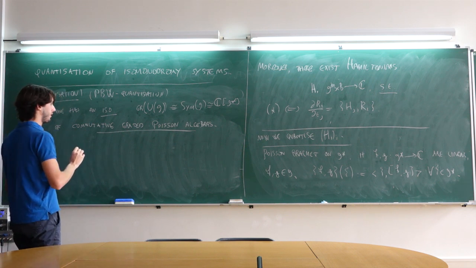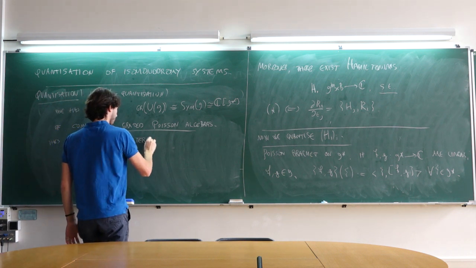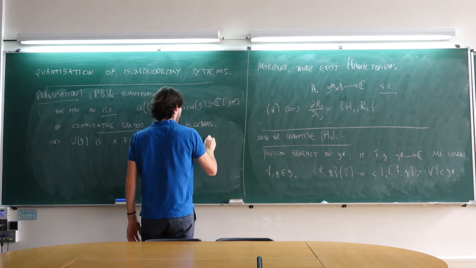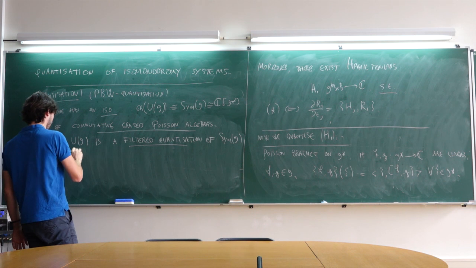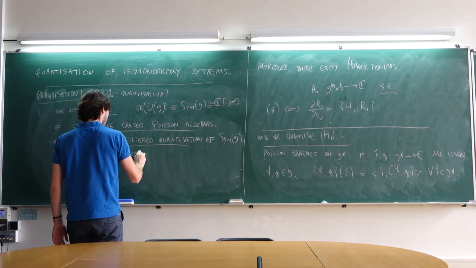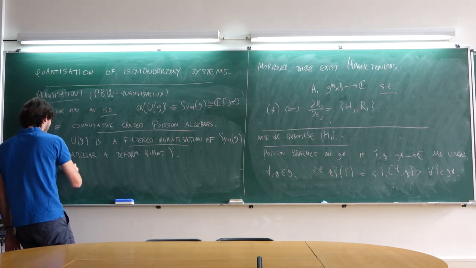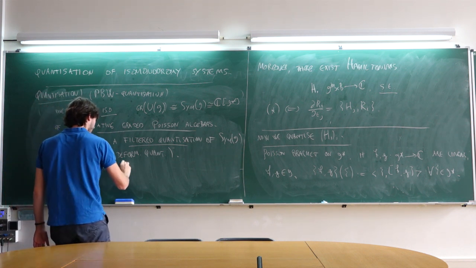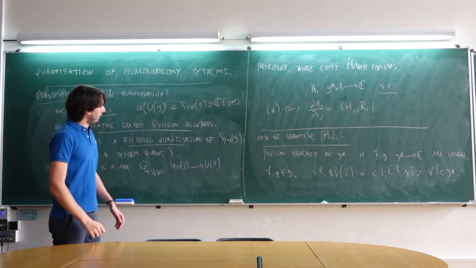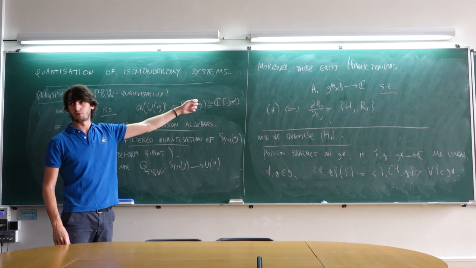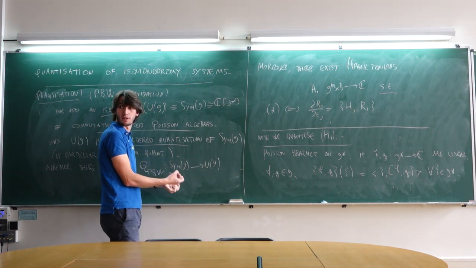Okay, good. So thus, UG is what is called a filtered quantization of Sym G, which is a particular case of deformation quantization. Moreover, there is a natural quantization map, which I will call Q, maybe Q PBW, just to be clear that this is the PBW quantization, which is basically a section of the map taking the associated graded. So this is a map such that if I have an element here, I take its symbol, and then I take the semi-classical limit, I go back where I started. That's why I call it a quantization map.